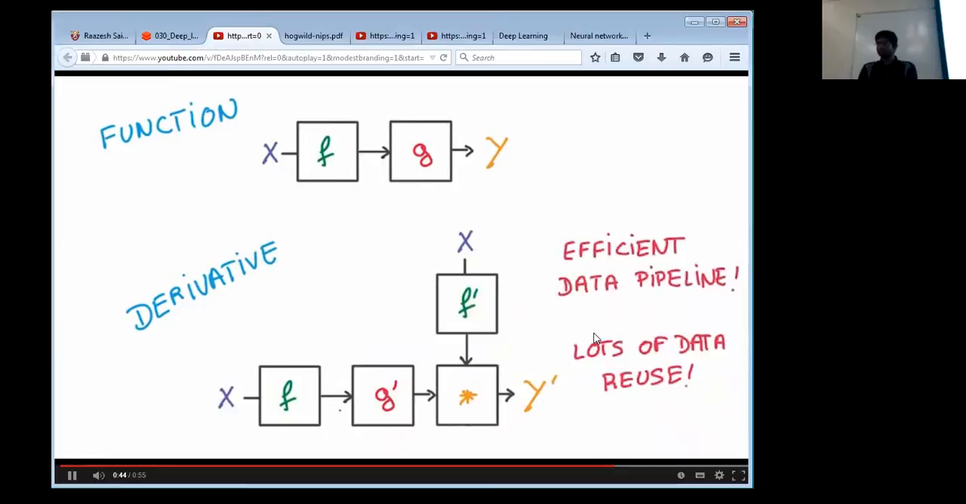There is even better news for the computer scientist in you. There is a way to write this chain rule that is very efficient computationally with lots of data reuse, and that looks like a very simple data pipeline.